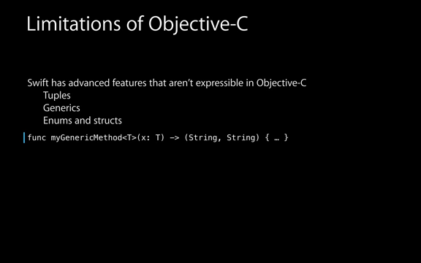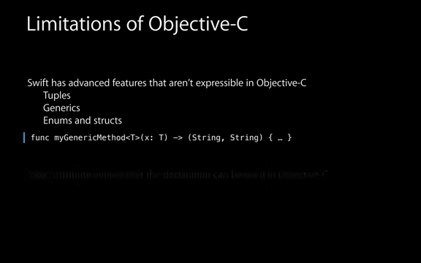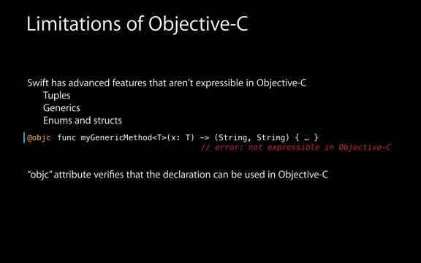So if this happens to you and you're surprised by it, there's an attribute you can add to your method. It's the @objc attribute. What this does is ask the compiler to check and make sure that this method or property or initializer or whatever is expressible in Objective-C, so it can be used from your Objective-C code. And if it's not expressible in Objective-C for some reason, the compiler will give you a hard error to tell you this is not something you can use from Objective-C.